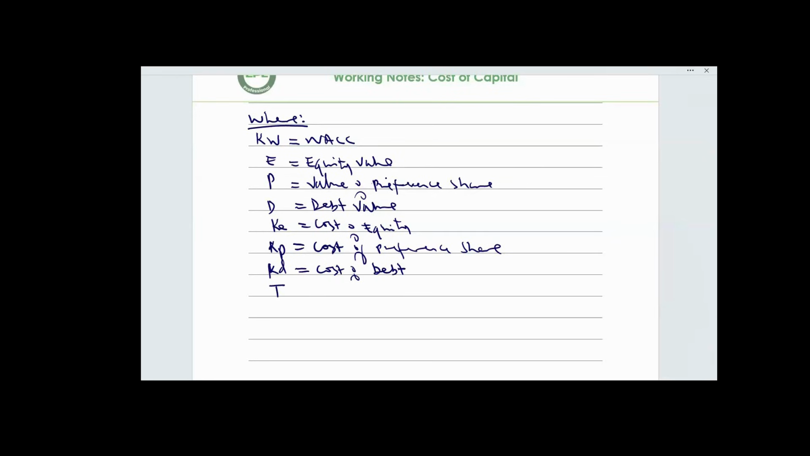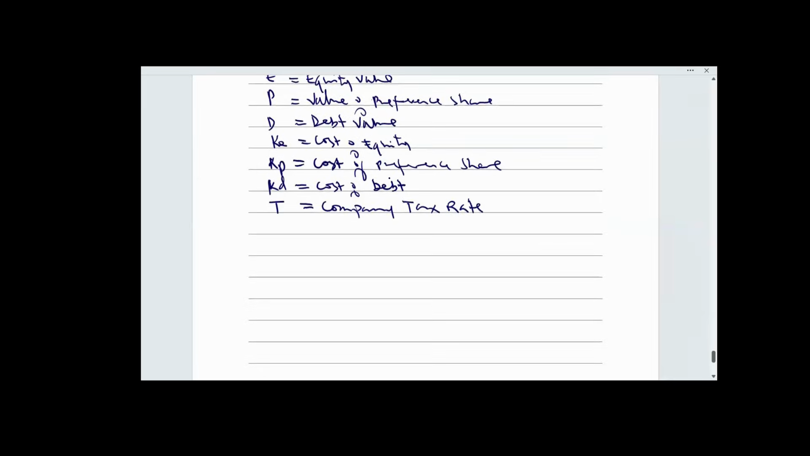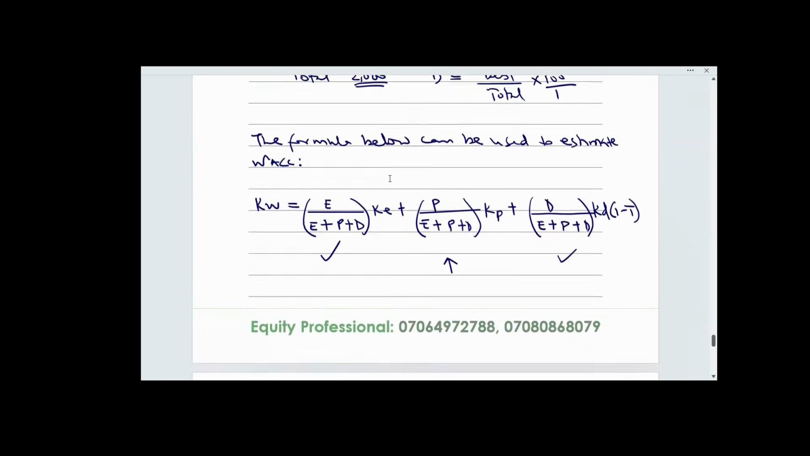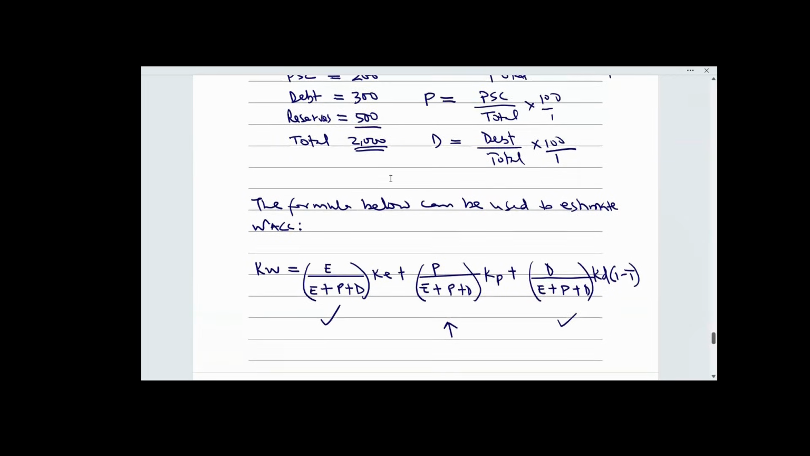Of course, T equal to company tax rates. Then you can say KD multiplied by 1 minus tax equal to after-tax, or you call it post-tax, cost of debt. All right, so that's that. This is how to calculate weighted average cost of capital.